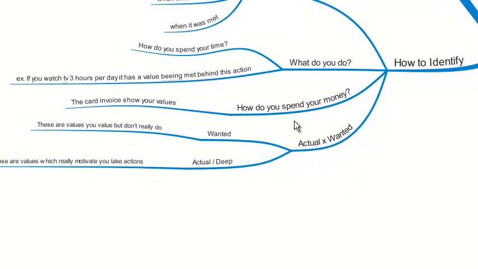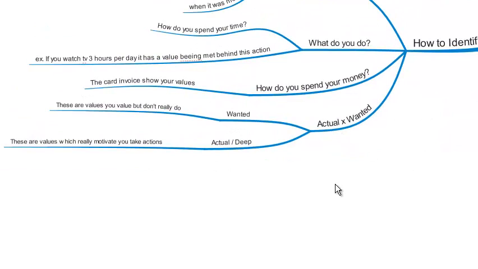Another way to identify your values is how you spend your money. The card invoice shows your values. If you see that your card invoice has 30% of new clothes, you can see that maybe there is something behind that value, that's the action you're doing. Maybe acceptance is important to you, or being elegant is important to you. You can identify that. How you spend your money is a kind of value.